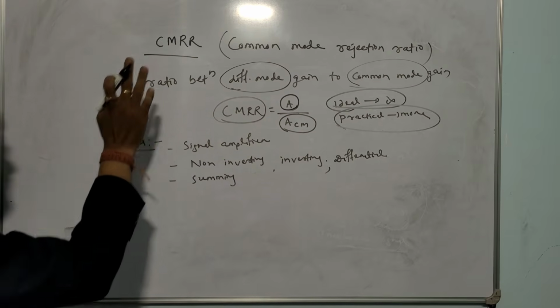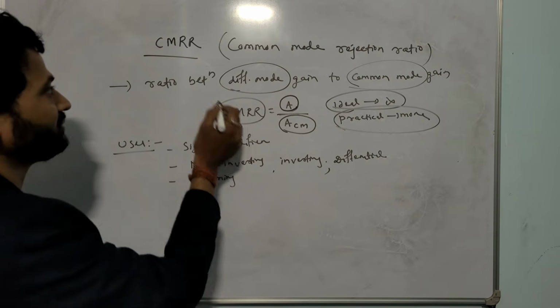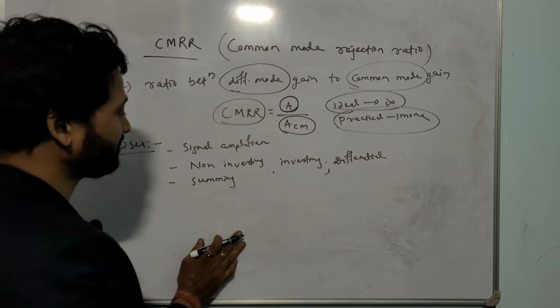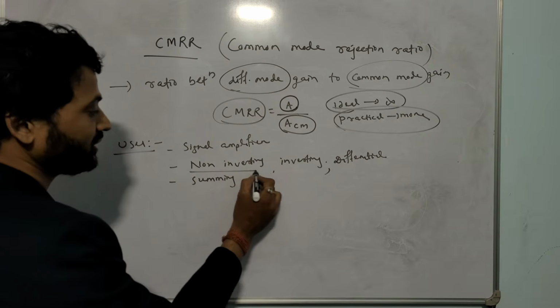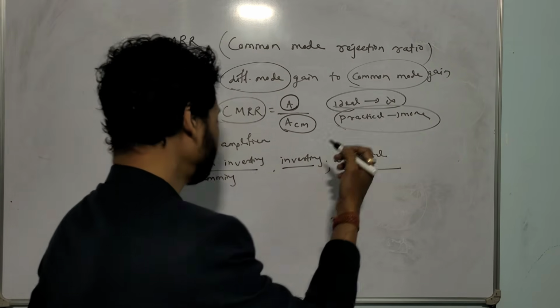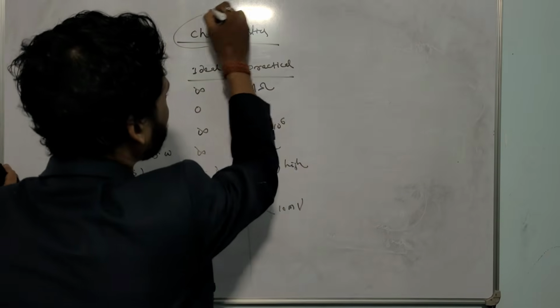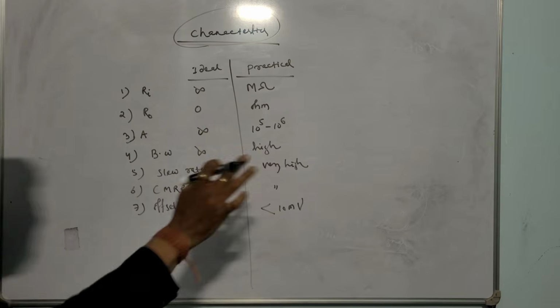सो इट हैज लॉट ऑफ एप्लीकेशन. क्या यूजेस और एप्लीकेशन है? देखो, सिग्नल एम्पलीफायर में वी कैन ऑपरेट दैट रेशियो प्रिंसिपल, नॉन इन्वर्टिंग ऑपरेशनल एम्पलीफायर, इन्वर्टिंग ऑपरेशनल एम्पलीफायर, डिफरेंशियल amplifier, summing amplifier. The last part is very very important, the characteristics of OPAMP. Already I have explained this one.